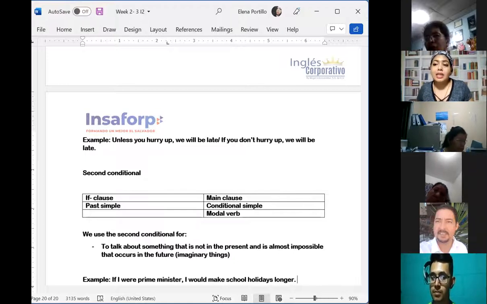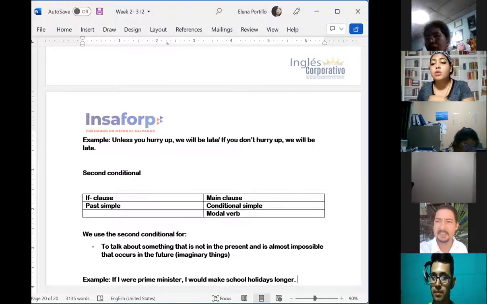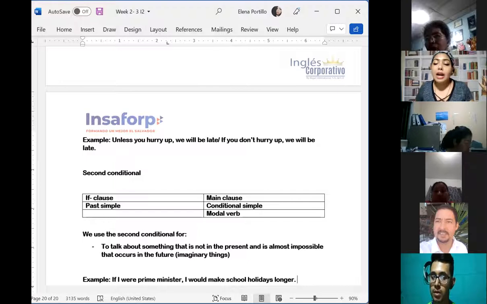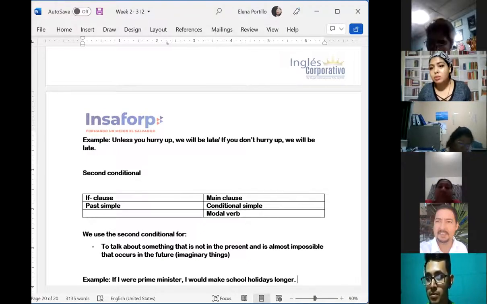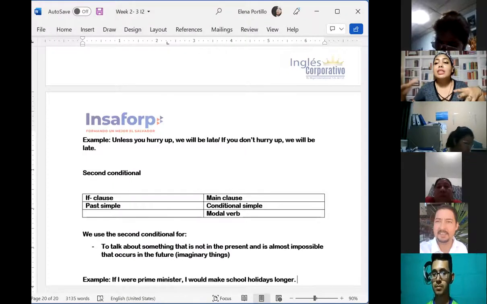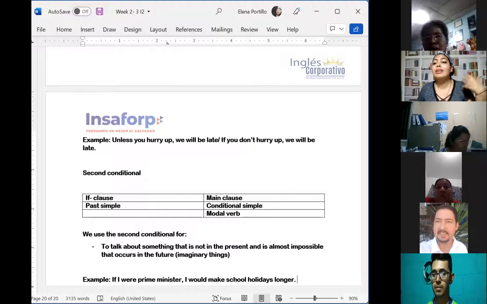So in this case, it's an idea, something imaginary that can happen in the future or in the present, but we are not working for that idea. So we have this kind of sentence: if I were prime minister. In some cases we can say, if I were the president, or if I were a policeman, or a secretary or something like that. We try to have this kind of idea: if we were something, we would do another thing, or we could change a thing that maybe we feel is not working.